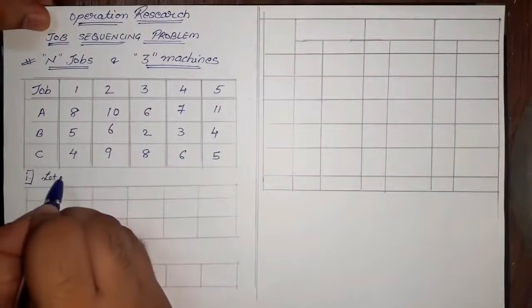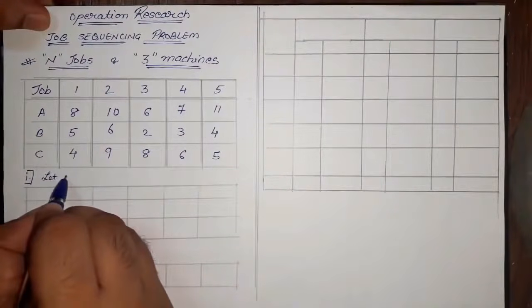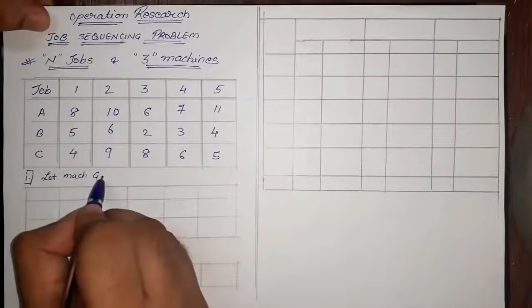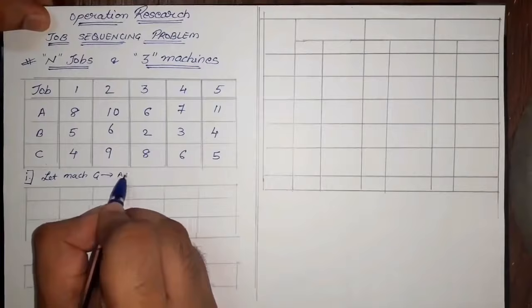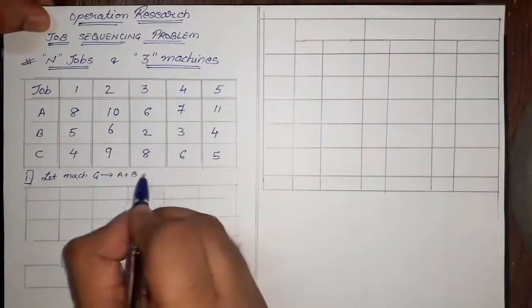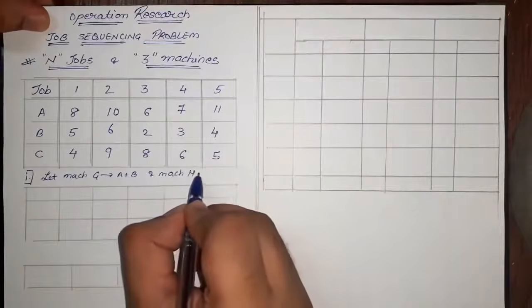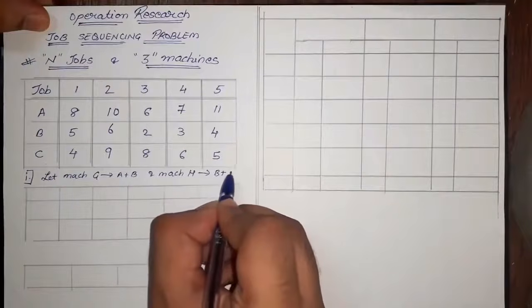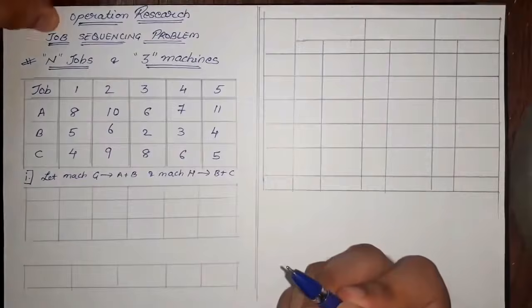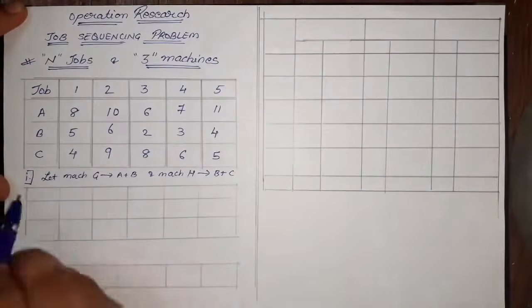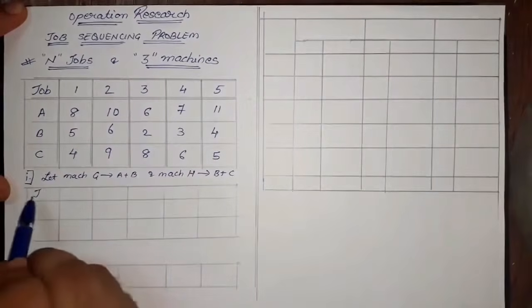So we'll write here, let machine G be the addition of machine A and machine B, and machine H be the addition of machine B and machine C. So the first step is we are going to convert 3 machines into 2. So we have to make a table.